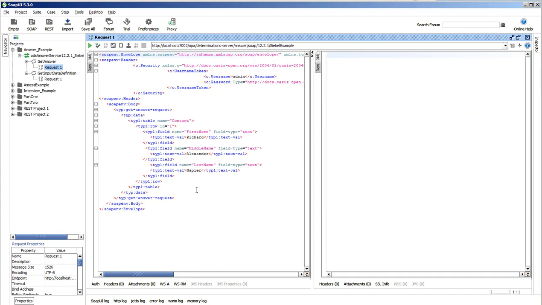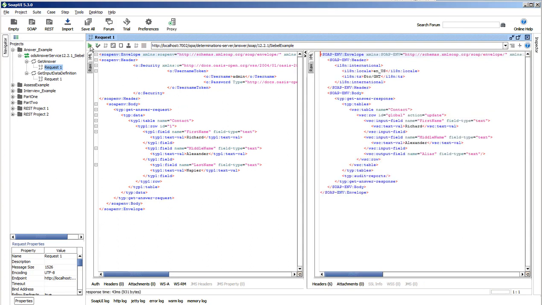So if I look at the other action, which is the get answer, it requires a structure built like that to be able to make the call. And the response will be based on the data output as well.